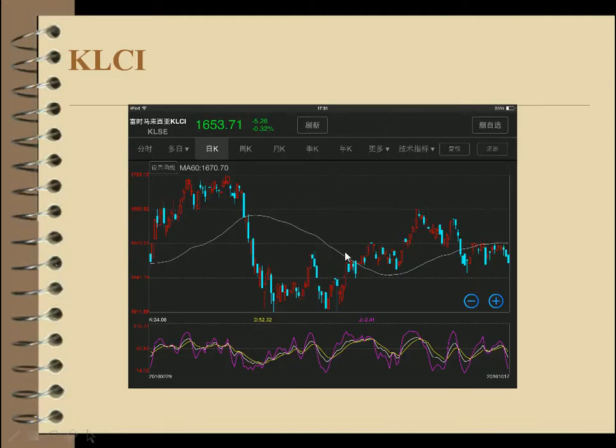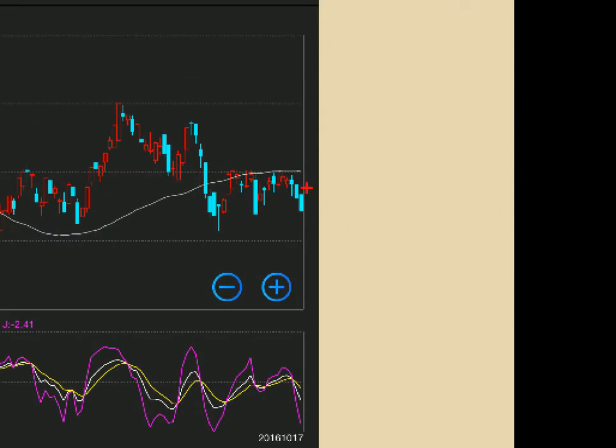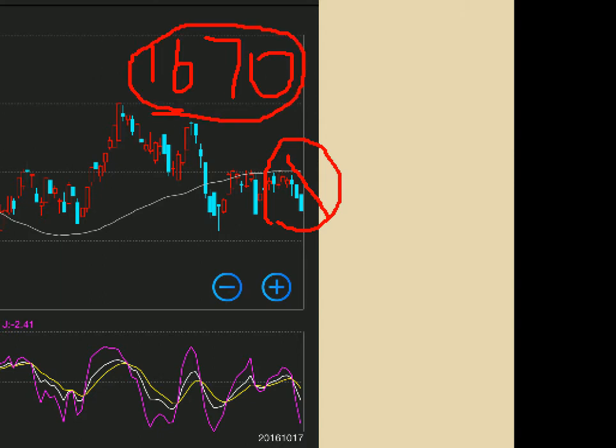So this is KLCI. Actually, this time I want to mention the KLCI today. You can see, pay attention to here. Now it drops down for 3 days, right? Today. But I have mentioned several days ago that the resistance of the KLCI is 1670. Okay, this is the resistance for the short term.